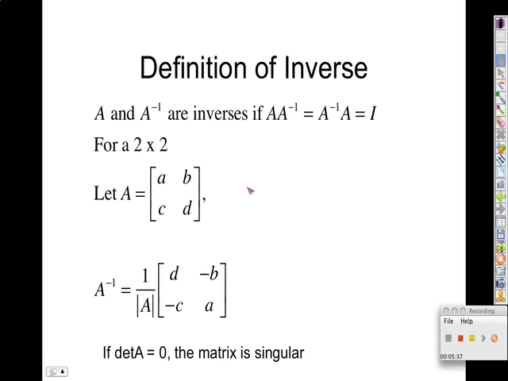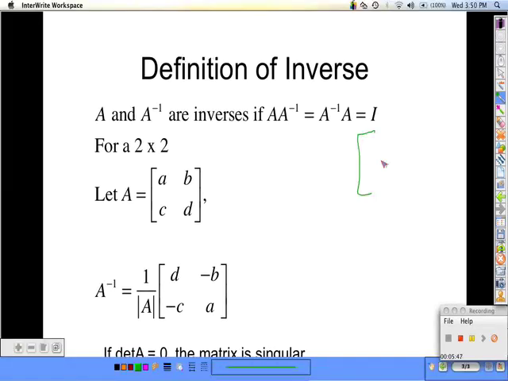Inverses. If two matrices are inverses, when we multiply them together, we'll get what's called the identity. And the identity matrix, at least for a 2 by 2, is 1, 0, 0, 1. The identity will always have 1s on the main diagonal, which is that downward diagonal right here. A 3 by 3 identity would be 1, 0, 0, 0, 1, 0, 0, 0, 1.